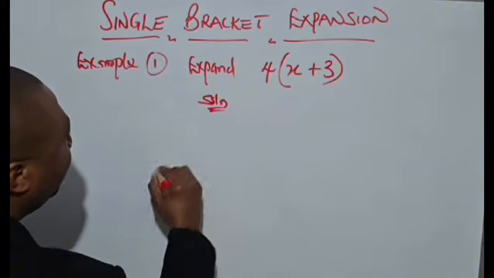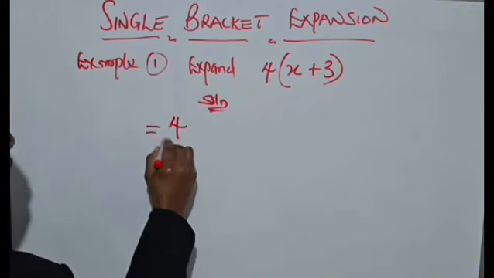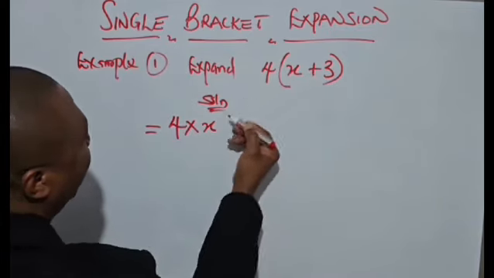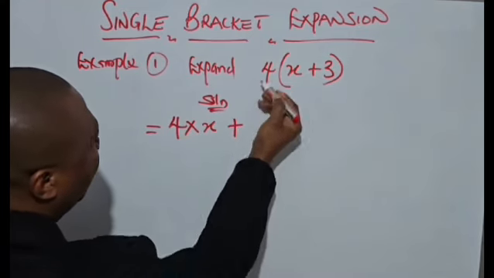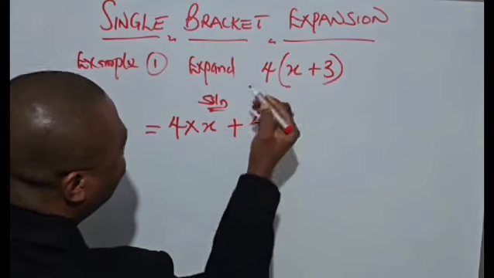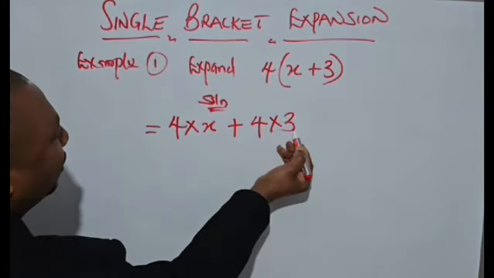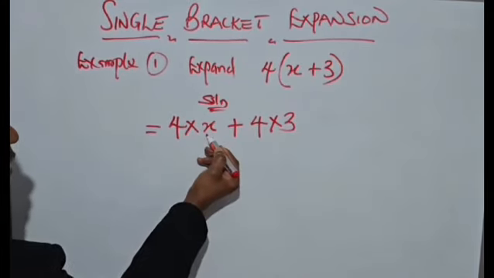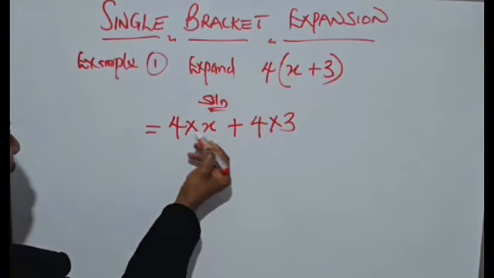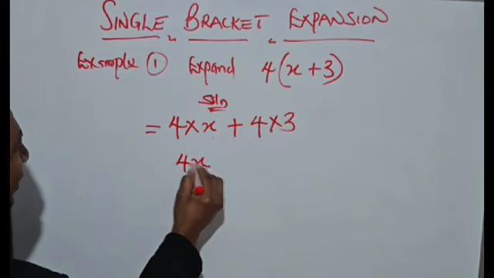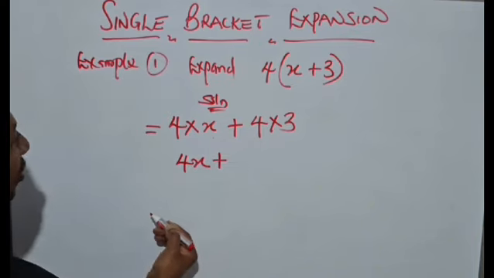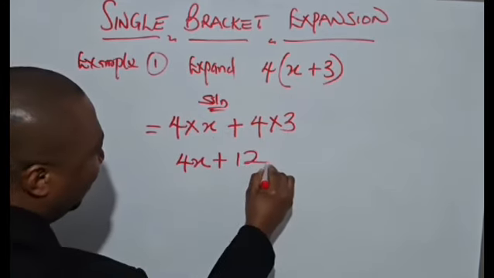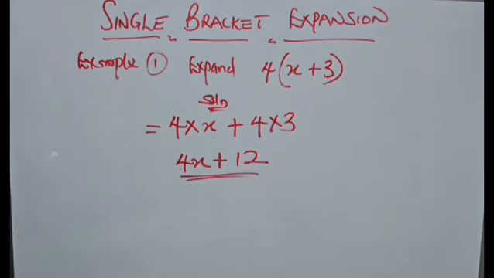Solution. You say 4 multiply s, 4 times s. Then this is plus 3. 4 times plus, then 4 multiply 3. 4 times s and 4 times 3. We are using 4 to multiply each of the numbers. 4 times s is 4s. Plus 4 times 3 is 12. That is the answer. As simple as that.